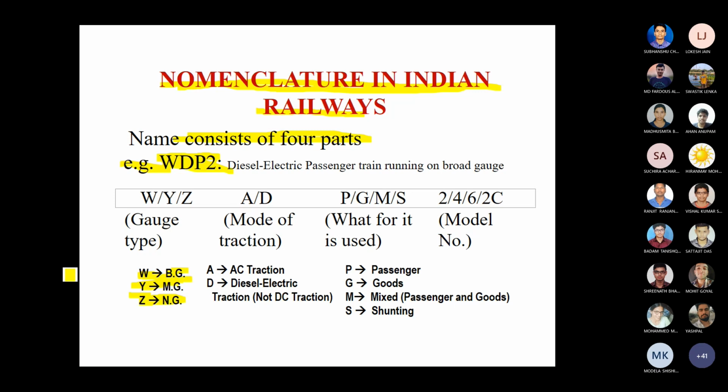M is for meter gauge, which refers to the span, the distance between the two railway tracks. That distance is defined by the gauge, and it has some standard value. Meter gauge means the span, the distance between the rails, is 1 meter.